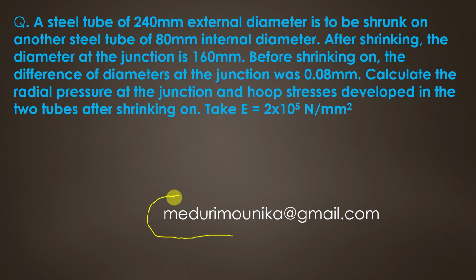So here let me read the question. A steel tube of 240 mm external diameter is to be shrunk on another steel tube of 80 mm internal diameter. After shrinking, the diameter of junction is 160 mm. Before shrinking on, the difference of diameters at the junction was 0.08 mm. This is the difference of diameters that was given, not radii. See here. Calculate the radial pressure at the junction and hoop stresses developed in the two tubes after shrinking on. Take E is equal to 2 into 10 power 5 Newton per mm square.